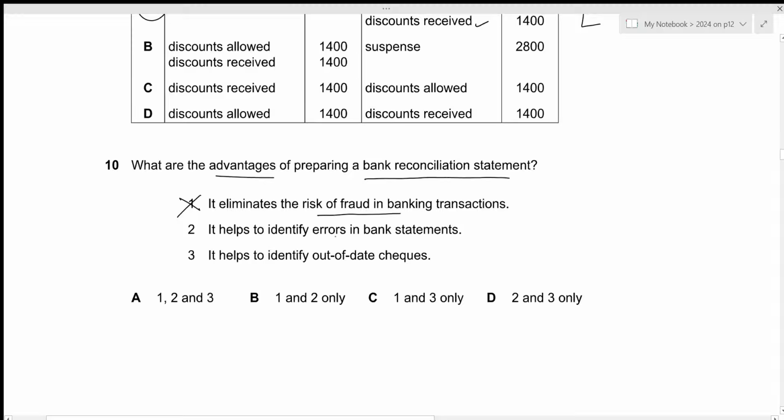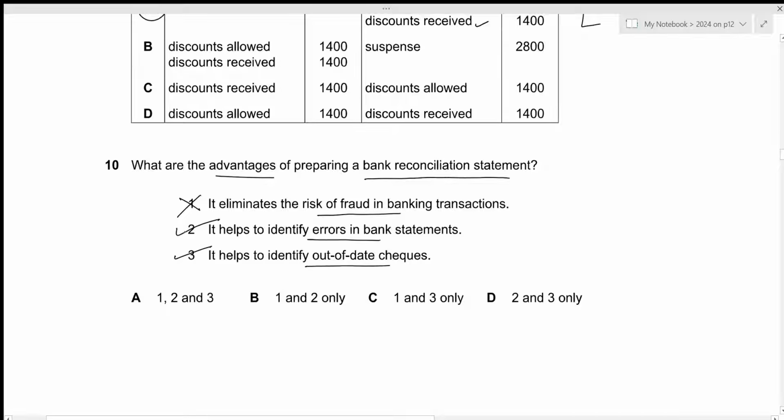Second one is it helps to identify errors in bank statements. That is true because while preparing our bank reconciliation statement, we start with our bank balance as per the cash book. It means that whatever transaction goes on within our bank account is also maintained within our cash book. So if there is any discrepancies between those two values, then we can identify the errors. So this is a part of our advantage. The third one is it helps to identify out-of-date checks. This is true because if there is any uncredited checks, then that will clearly be disclosed while preparing our bank reconciliation statement. So 3 is also correct.